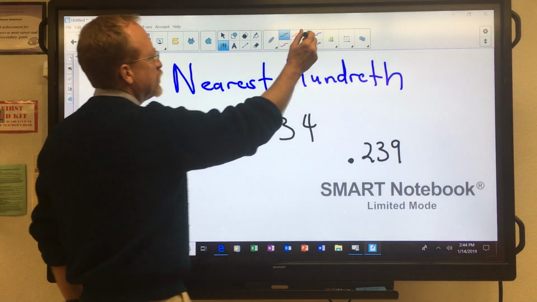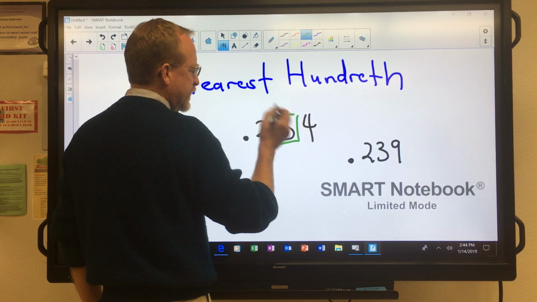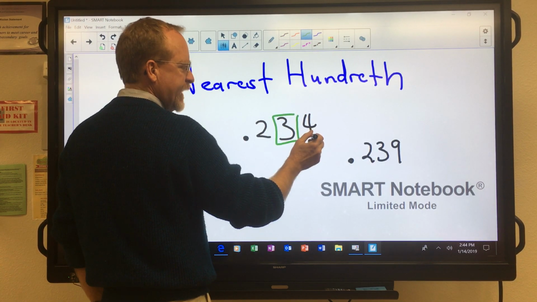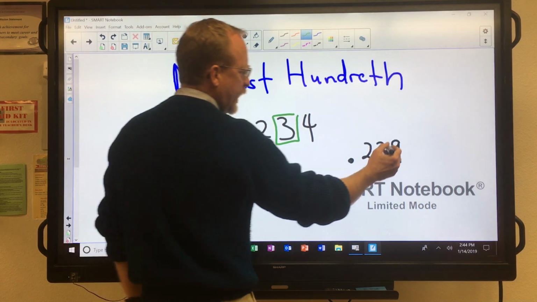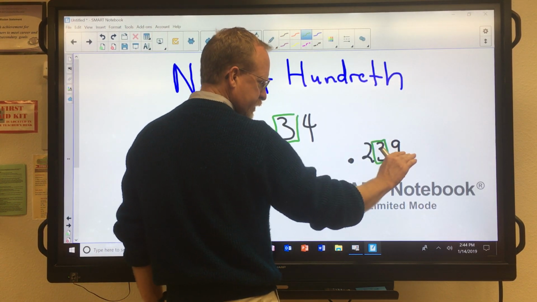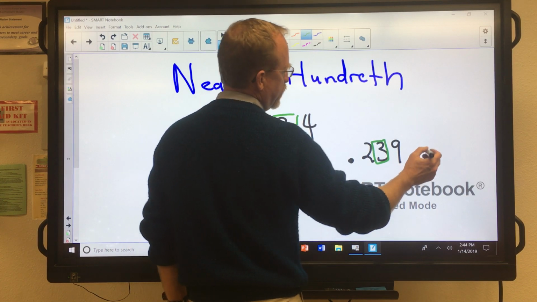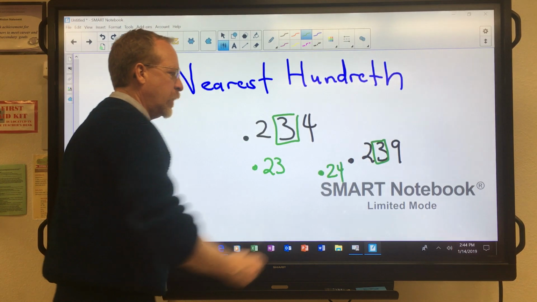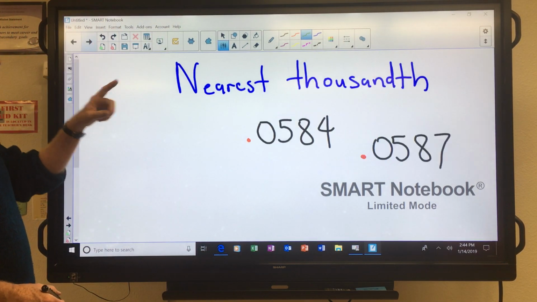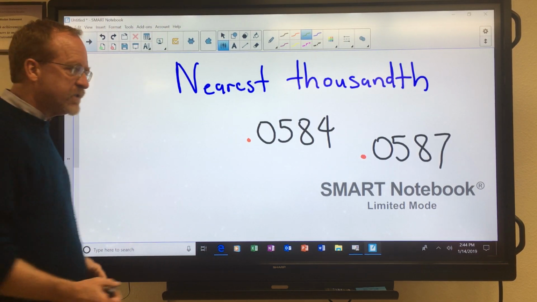Hundredths, I'm interested in this position. We already did some work here. That's a 4, that's going to hold. Here, I look 1 to the right again. That's a 9, so we do bump up. That's going to be 0.24. Goes up 1. And last, you'll have to round to the nearest thousandths.